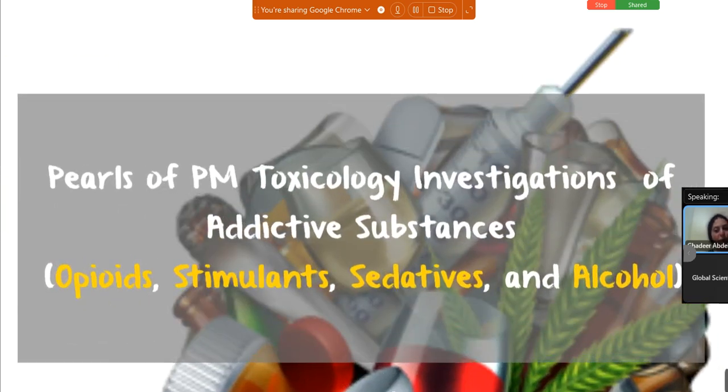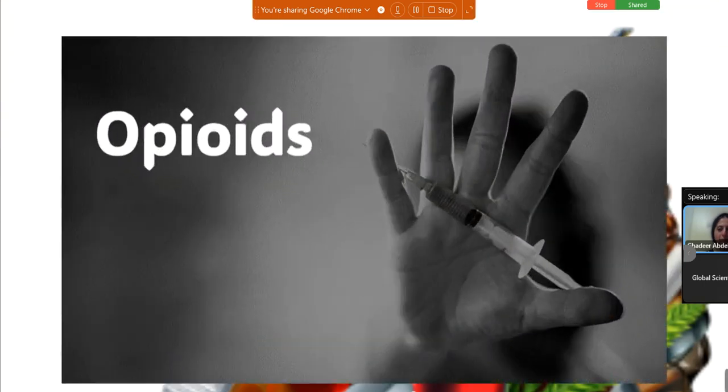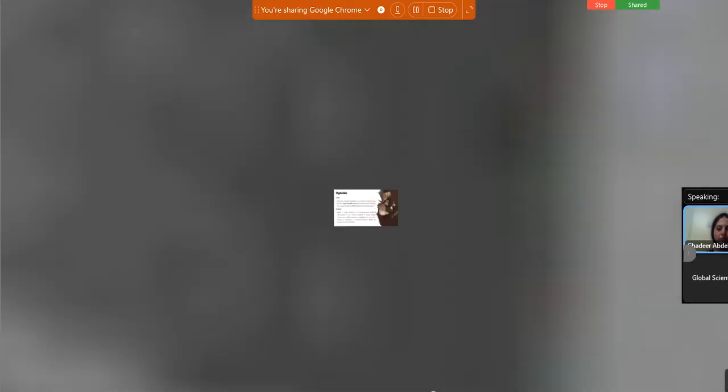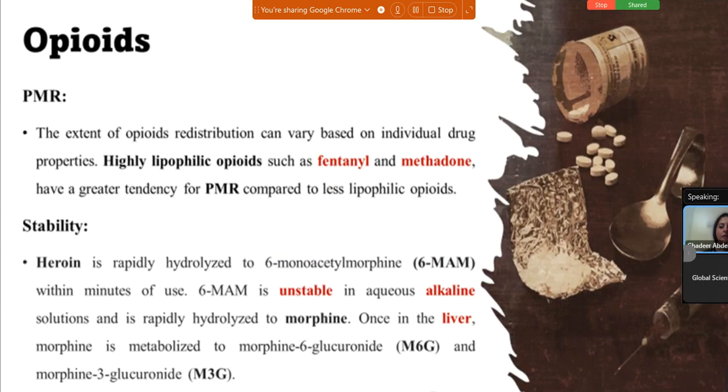Now let's dive in and explore the pearls of postmortem toxicology investigations of the most common addictive substances. The extent of opioid redistribution can vary based on individual drug properties. Highly lipophilic opioids such as fentanyl and methadone have a greater tendency for postmortem redistribution compared to less lipophilic opioids.